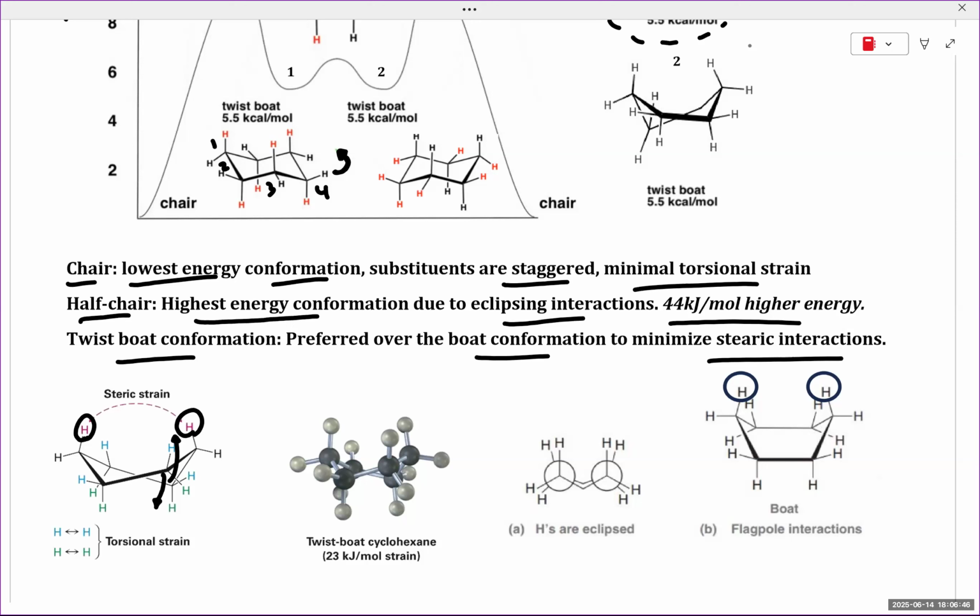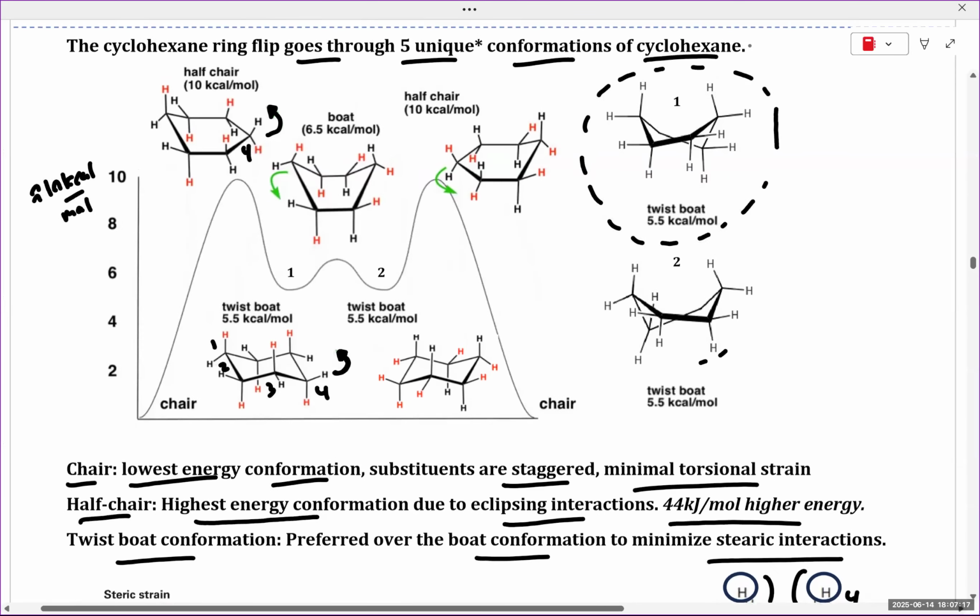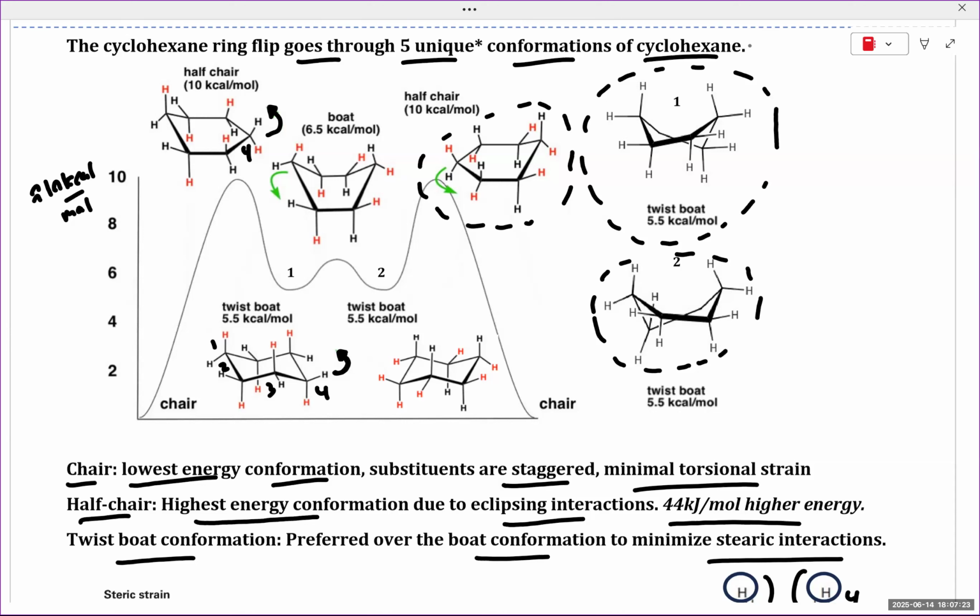Now, the boat conformation is higher in energy than the twist boat due to these flagpole interactions, which are these steric interactions between these flagpole substituents. This introduces steric strain. From the boat conformation, you can access either of the chair conformations. In this case, since we brought carbon 4 up, if you bring carbon 1 down, you in turn will access the second twist boat conformation, the second half chair conformation, and finally continuing to bring carbon 1 down gets you to the second chair conformation.